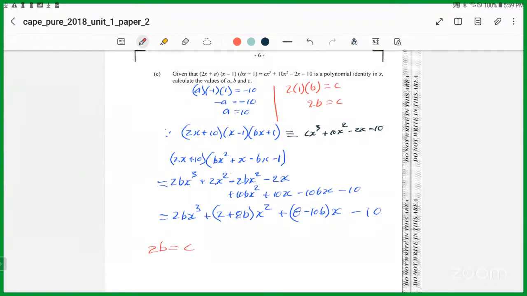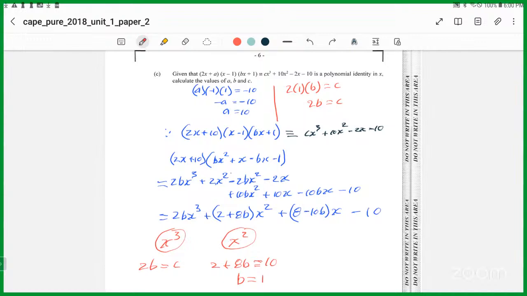That's the coefficient of the x cubed, right? So the x cubed term gives us 2b equals c. Then the x squared terms now, right here, give us 2 plus 8b equals 10. So from this, b equals 1, right? Because 8 times 1 is 8. 8 plus 2 is 10, so b equals 1.